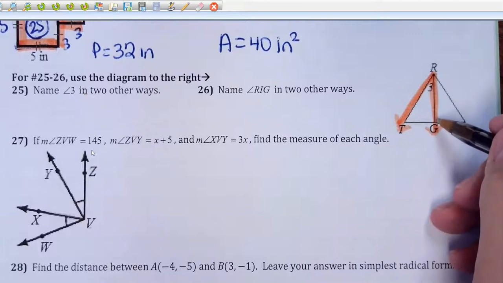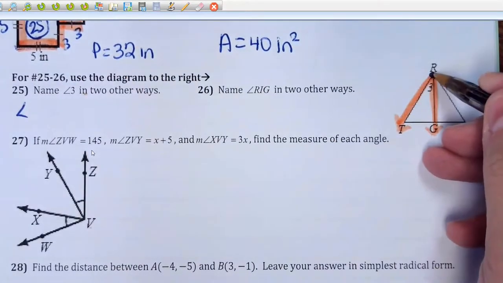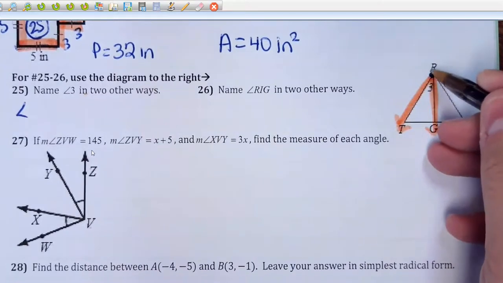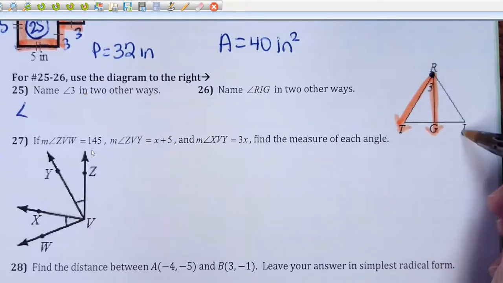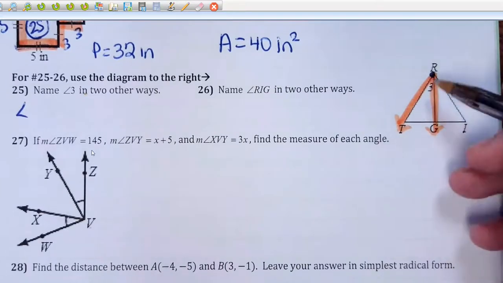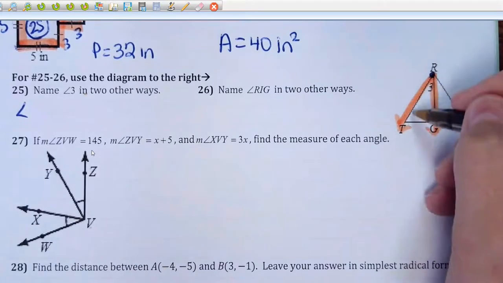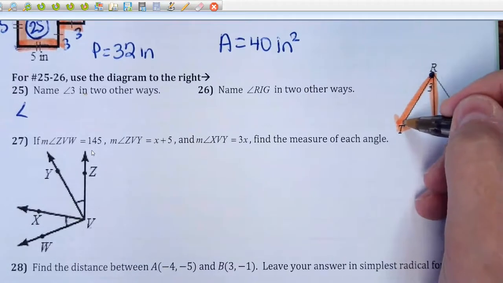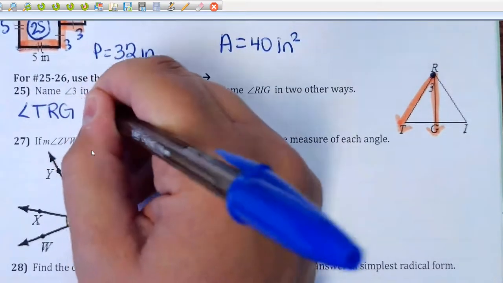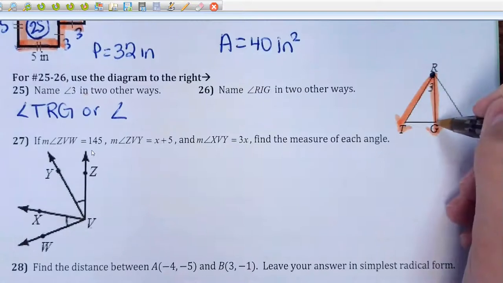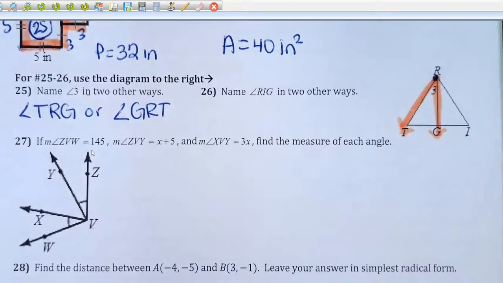Another way to label that angle, and since I've got more than 2 rays coming into this point, I can't just use the vertex, which is R, for the angle I'm talking about, because it could also describe other angles in the diagram. So I got to use 3 letters, and you got to touch them in order around the angle. R should be in the middle. So I could call this angle TRG, or I could call this angle GRT. Those are your 2 options.